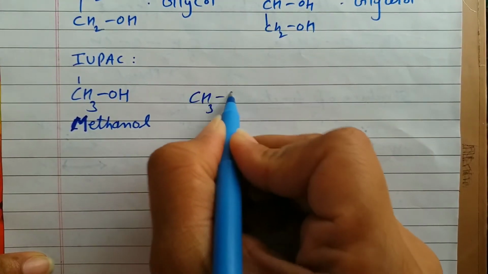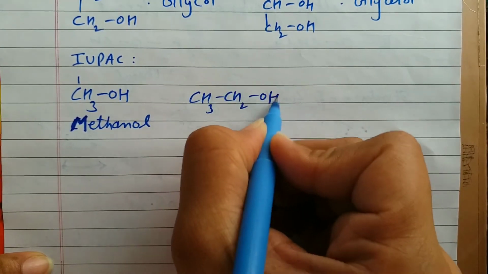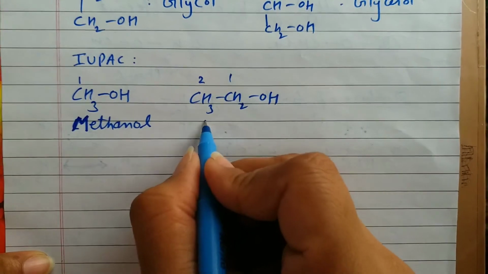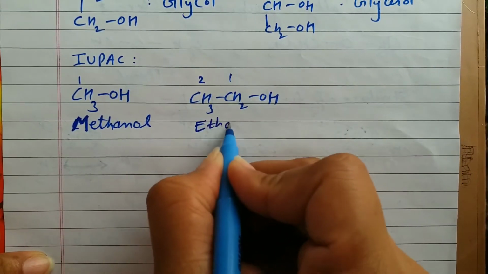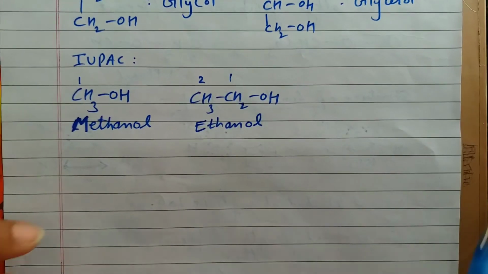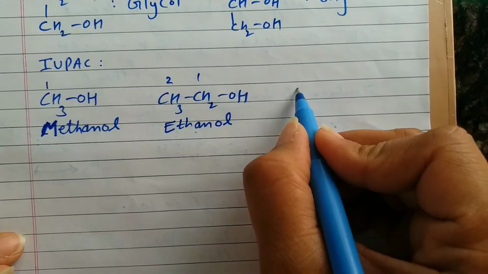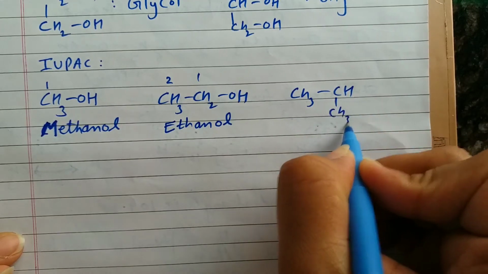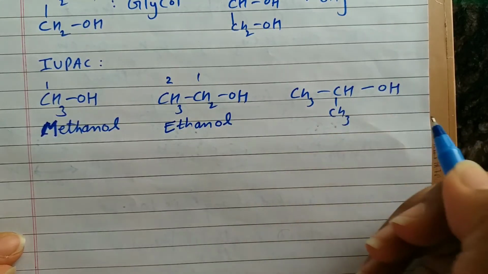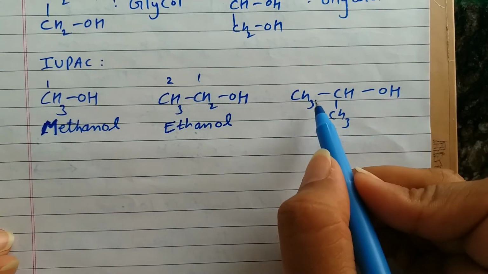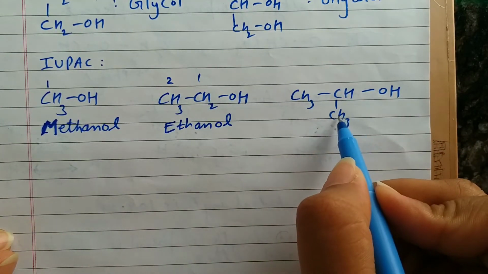Let's say I take this example. Now here, if you number the longest carbon chain, it contains 2 carbon atoms, so the word root is ethane. Drop the e and put the suffix, so this becomes ethanol. Now let's take another example. Suppose I have this compound. Again, the rule is select the longest carbon chain. The longest carbon chain is of 3 carbon atoms, 1, 2 and 3.